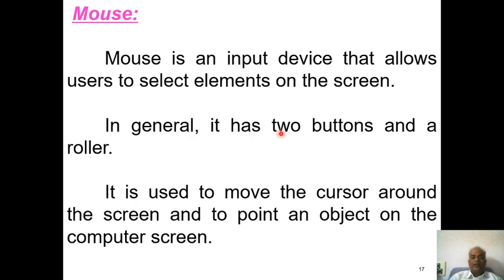In general, it has 2 buttons and a roller. In between 2 buttons, there is a roller. The mouse is used to move the cursor around the screen and to point to an object on the computer screen. So here the mouse is used to move the cursor like this. You can move from anywhere to anywhere. You can directly move to that place. It is possible only through the mouse.